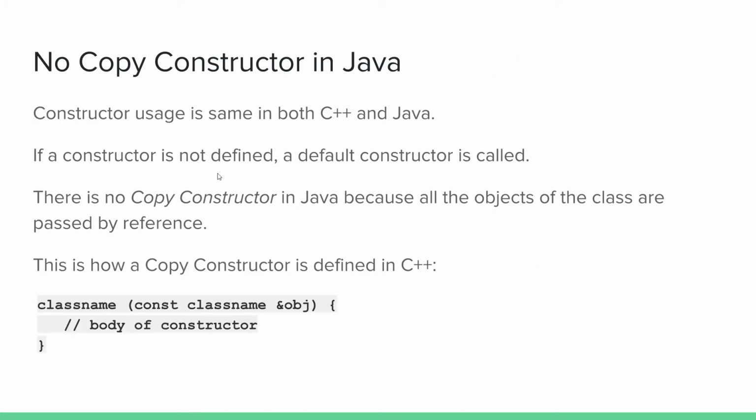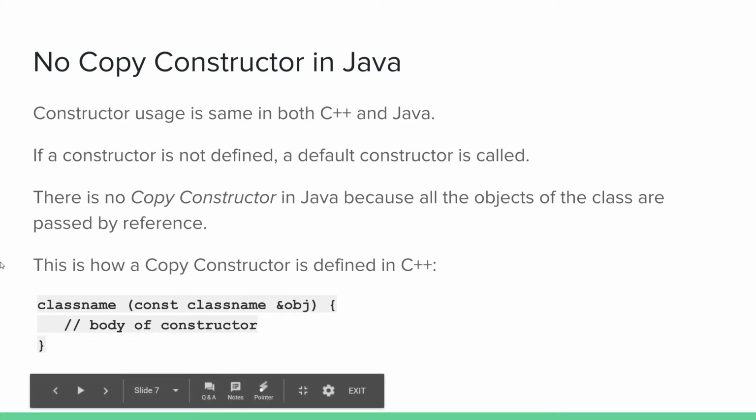The next point to be covered is there is no copy constructor in Java. A copy constructor is a member function which initializes an object using another object of the same class. Though constructor usage is the same in both C++ and Java, if a constructor is not defined, a default constructor is called. However, there is no copy constructor in Java because all the objects of the class are passed by reference in Java. And this is how you define a copy constructor in C++.